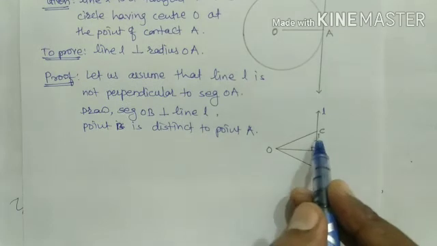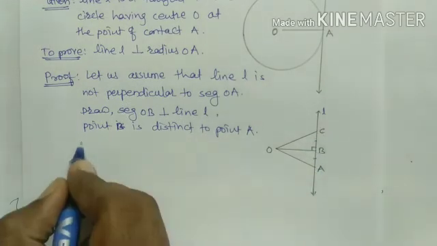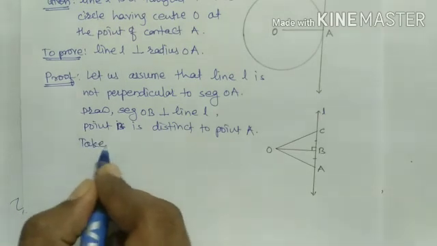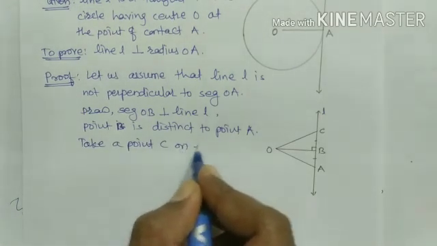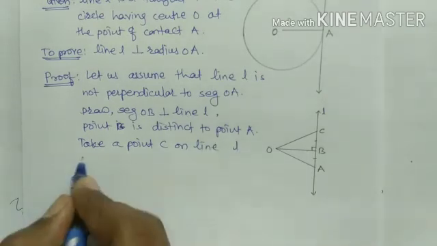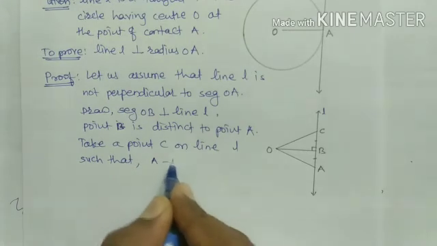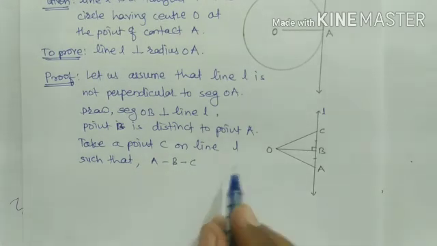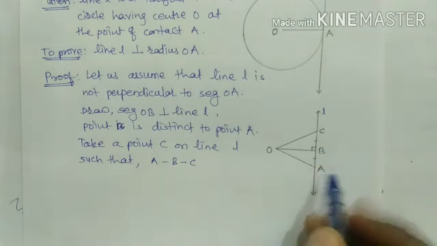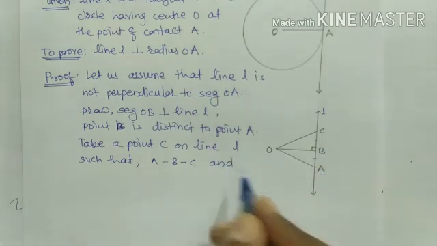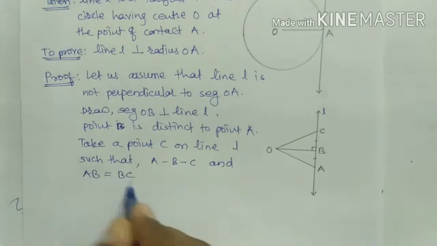Then here we take this point C such that BC equals AB. So here we write: take a point C on line L such that A-B-C, it means that A, B and C are collinear, and B is in between A and C, and AB equals BC.